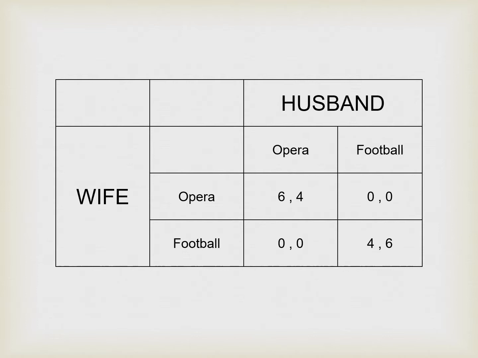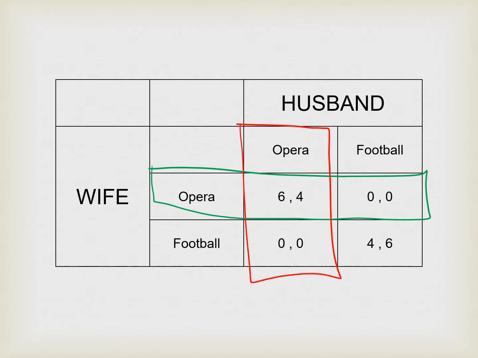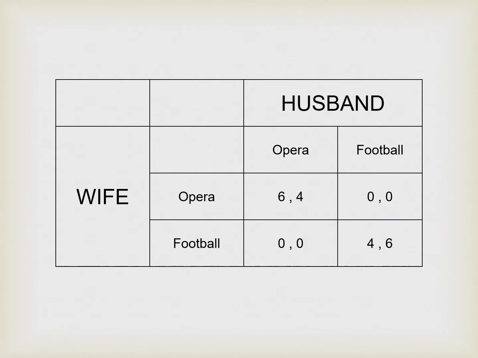The wife would love to choose to go to the opera and have the husband choose to go to the opera as well, and then her payoff is 6, whereas the husband's is just 4. Both of them would prefer to go to their preferred destination, either the opera or the football, but they really want to coordinate. They really want to go to the same thing. If the husband attends the opera and the wife goes to the football game, they both get 0. Likewise, if the wife attends the opera and the husband goes to the football game, they both get 0 also. They need to coordinate somehow or another.